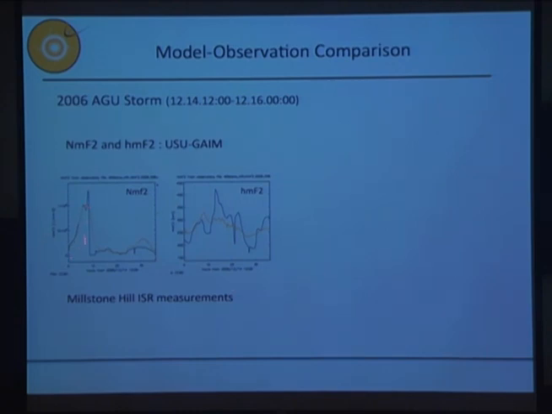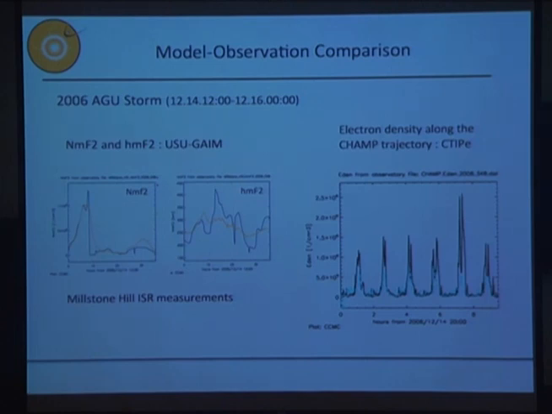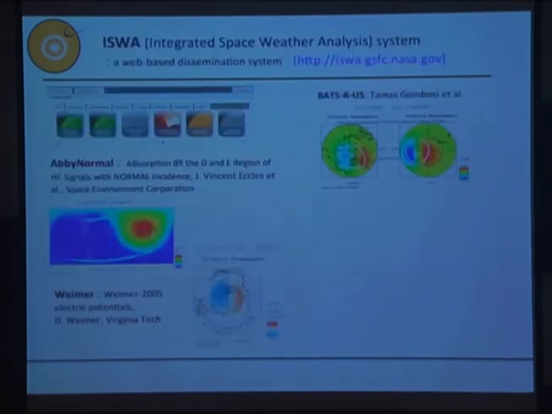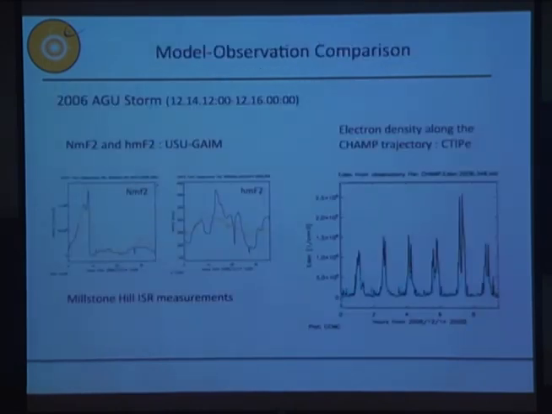As you can see here, USU GAIM is fairly successful in reproducing NmF2, but it doesn't catch this peak value. However, on average, it does a good job. And also, this tool provides you the model result along the satellite track. This is electron density along the CHAMP trajectory. The black line is the real measurement from CHAMP, and light blue is the model result from CTIPe. Even though the model doesn't catch the 2 peaks related to the equatorial anomaly, on average, it does a good job too.